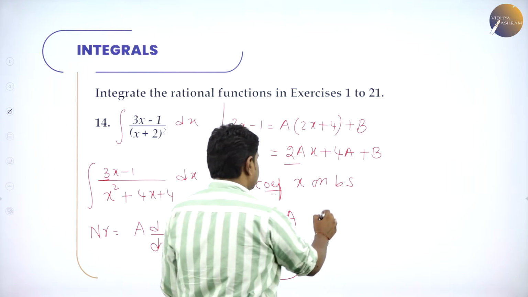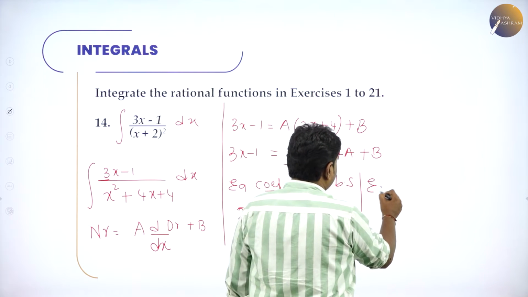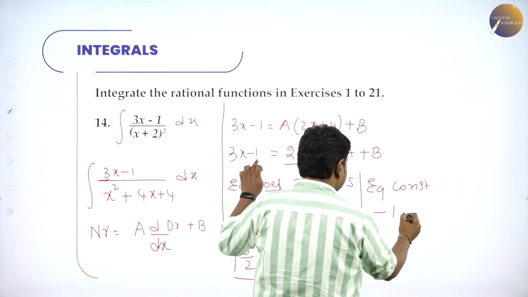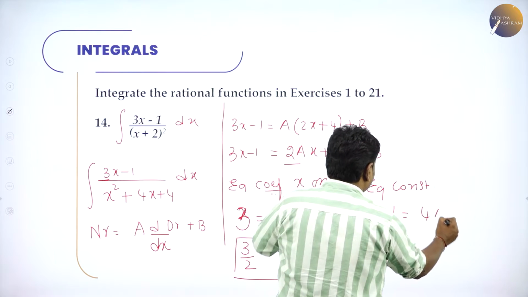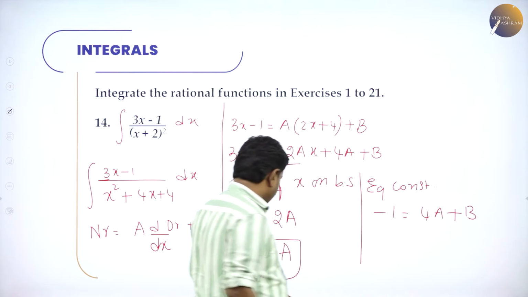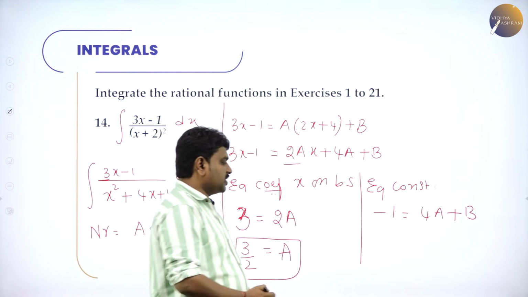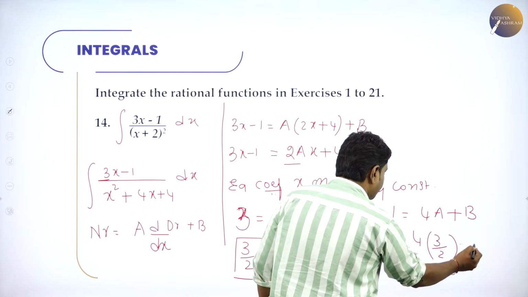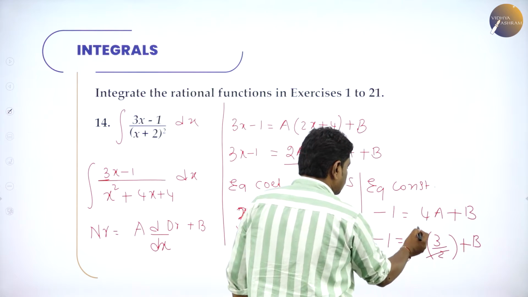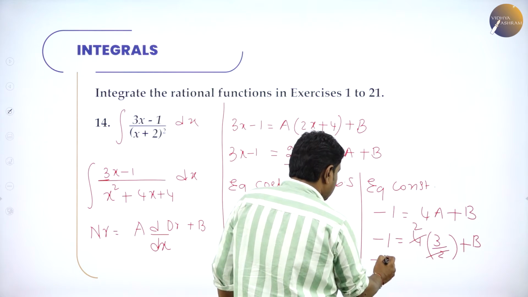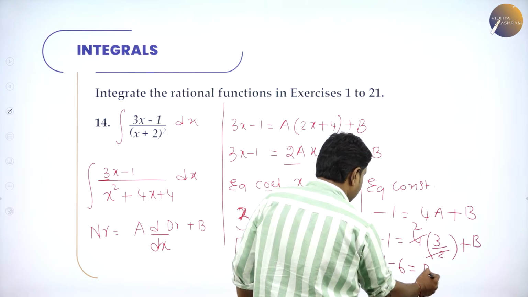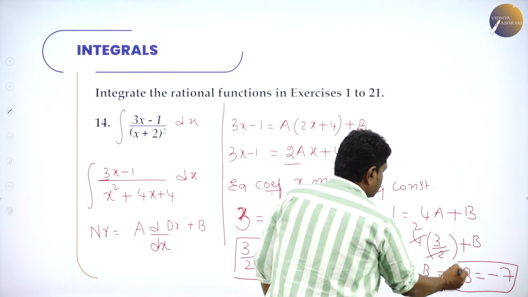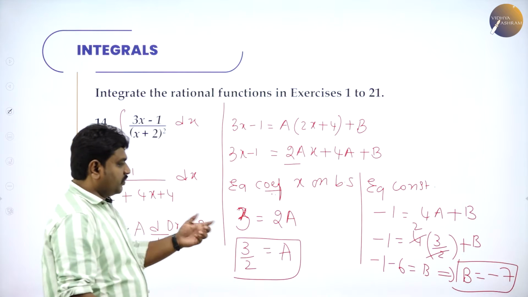Now equate the constants. Equate constant. LHS constant is minus 1. In RHS it is 4a plus b. Now you know the value of a. What is the value of a? 3 by 2. In the place of a, substitute 3 by 2. 4 into 3 by 2 plus b. Simplify this. 2 1s are 2, 2 2s are 4, so 3 2s are 6. So 6 comes this side. b is what? Minus 7. We got b. So you know the value of a, we know the value of b.